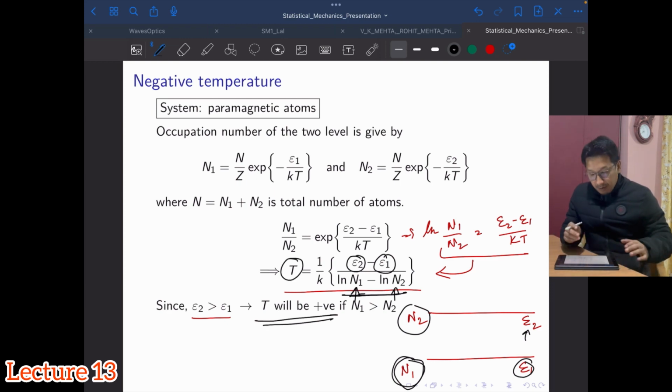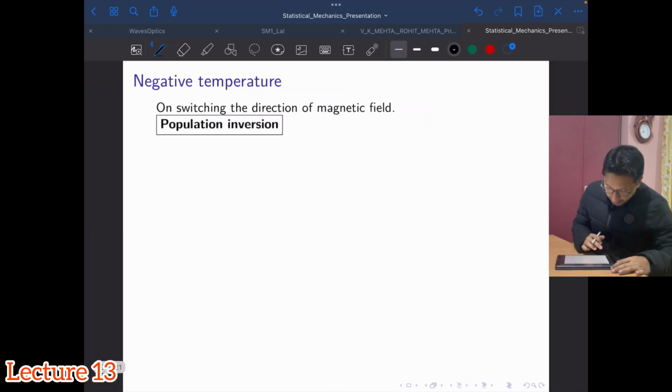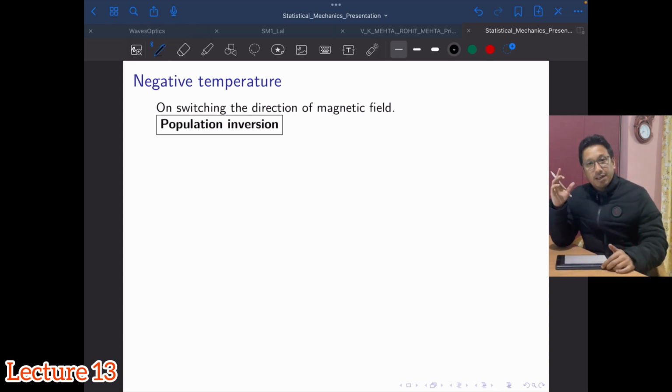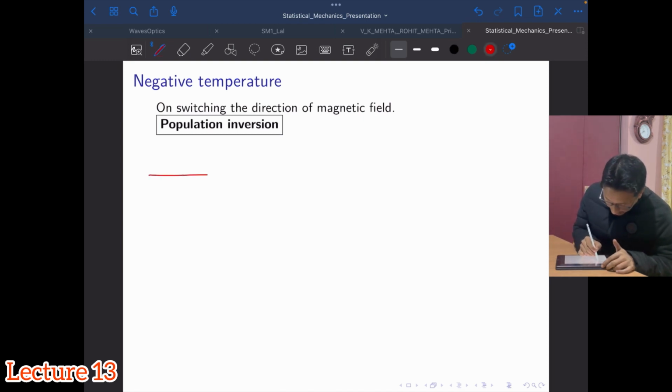Now you must be thinking, why am I talking so much about positive temperature? Now come back to the case. A very interesting thing is going to happen. Let's switch the direction of the magnetic field instantly. So let me draw the earlier case. So we had this case. Here this is N1, N2, and this is E2, E1.